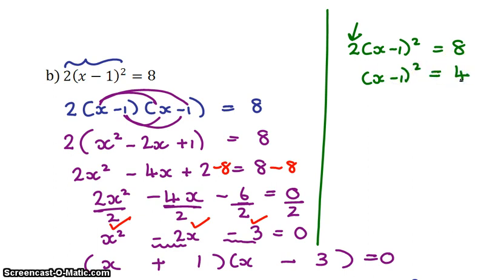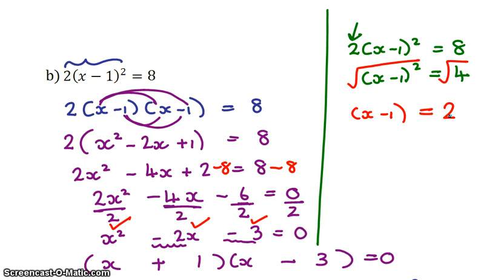Sorry, divide by 2 on both sides, so then I can square root. Why can't I square root? Absolutely. You are perfectly allowed to square root as long as you square root both sides. And the square root of something squared just returns itself. And what's the square root of 4? The square root of 4 is 2.